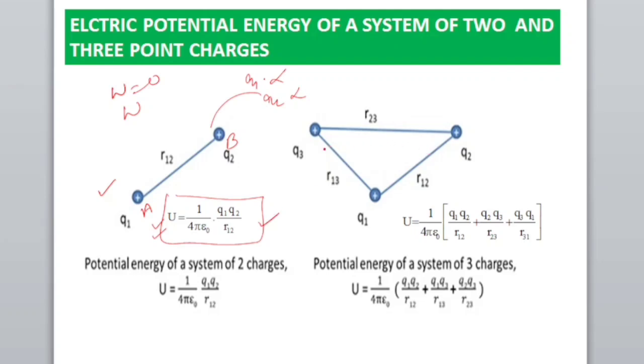In the same way, suppose two charges are already present, at A and B. You then move a third charge from infinity to a particular point C. Again the third charge Q3 is placed at infinity and moved to point C, and you find the total work done. This total work done is the total potential energy of a system of three charges, given by 1 by 4 pi epsilon naught, Q1 Q2 by R12, the distance between Q1 and Q2, plus Q2 Q3 by R23, the distance between these two charges, plus Q3 Q1 by R31, the distance between 1 and 3. So these are the electrostatic potential energies of a system of two and three point charges.